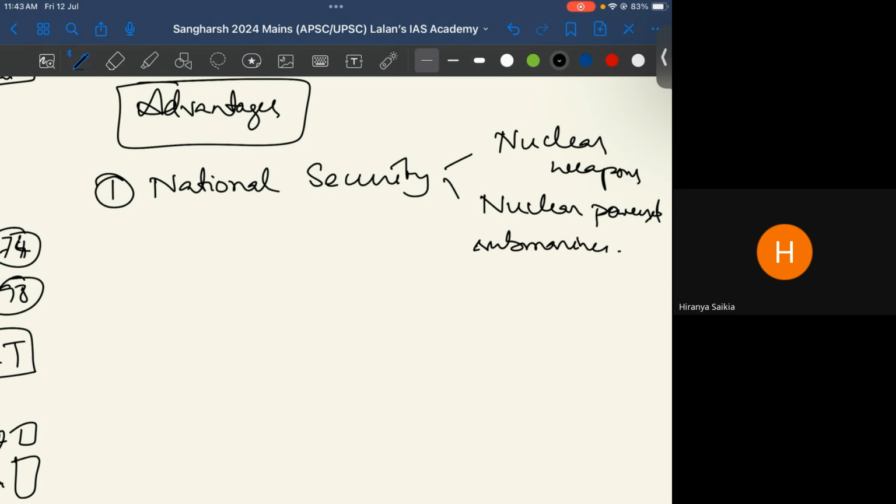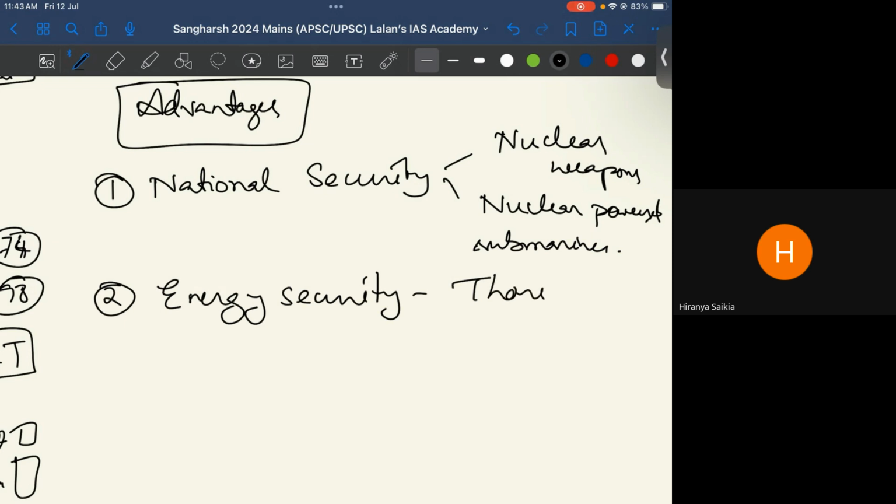INS Arihant is a nuclear powered submarine. It is not a nuclear weapon, but it is driven not by a diesel engine but by a nuclear engine. So with a nuclear engine, they can stay for a long time underwater. So there your nuclear energy is very relevant. Then if you consider the issue of energy security, thorium has the potential to change the scale.